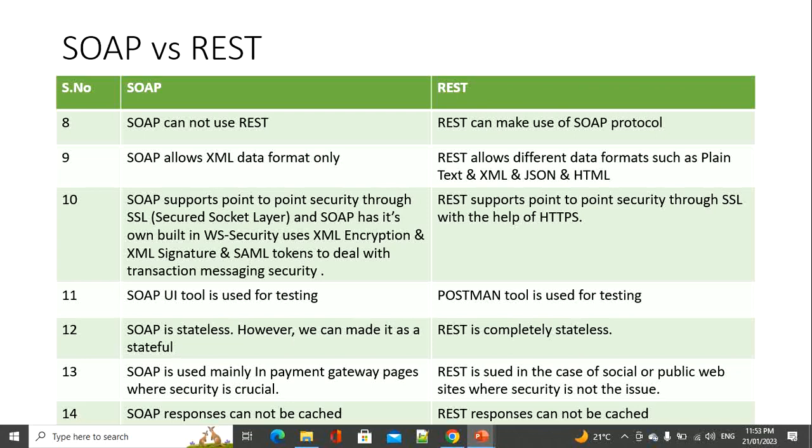So, SOAP responses: you cannot cache the SOAP responses, whereas REST can cache the response. For example, you have some GET endpoint in the case of REST. Whenever the server is returning the response back to the client, the server can specify whether it is cacheable or not, and if it is cacheable, how long it can be cached at the client side. All that information the server will incorporate while sending the response back to the client.